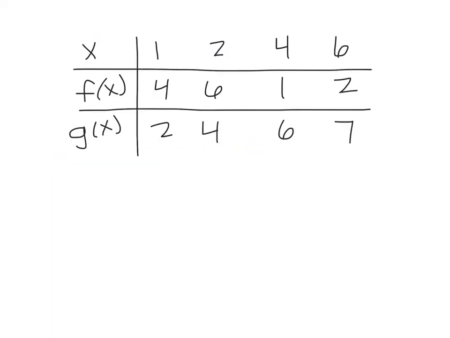Now let's look at using a table of values for x and function values of f and function values of g to determine composition of functions at given values of x. So let's take g composed with f of 2. This is going to be with g as the outside function, f is the inside function, and we're actually plugging in a value of 2 for x.